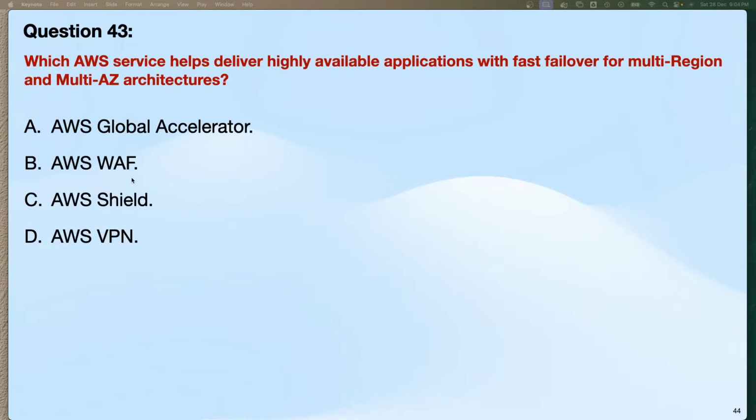WAF is again a web application firewall. It is for security purposes, to block any SQL injection or hacking attack on your workloads, right? It's an application firewall, like a network firewall. It is a web application firewall. It's not meant for failure of the network service, right? AWS Shield is DDoS, we discussed. AWS VPN is a communication network between the on-prem and the cloud. So the answer is Global Accelerator. Remember this, for 43.